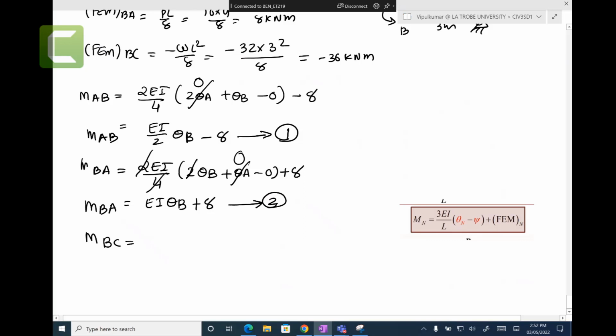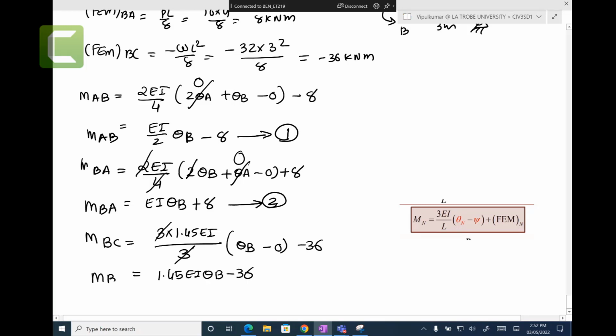EI, but then EI is 1.45. EI on L is 3 meters. Theta B minus 0. Friction moment 36. So 3 cancels. So 1.45 EI theta B minus 36 MBC.